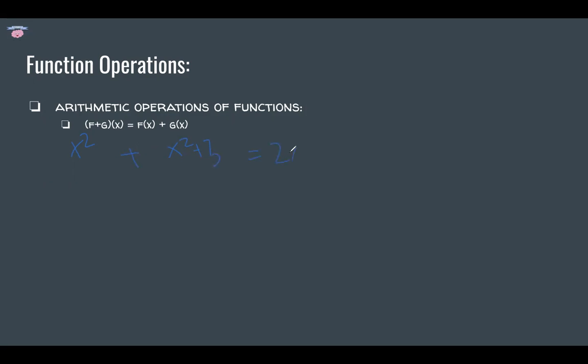So, function operations. If we can add 2 and 3, why can't we add two functions? That's basically what this is saying. So to add functions, if this was x squared, why not? And this was x squared plus 3, then when you add them, you get 2x squared plus 3. You're basically adding them, combining like terms, etc.